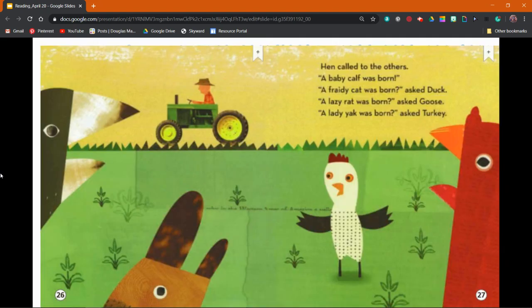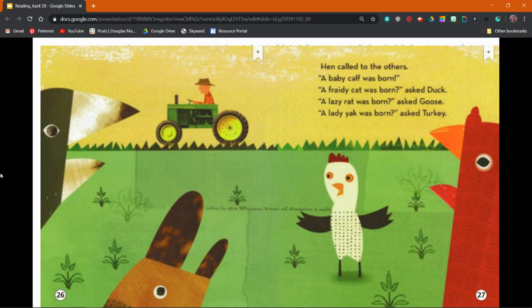Hen called to the others. A baby calf was born. A fraidy cat was born? Asked Duck. A lazy rat was born? Said Goose. A lazy yak was born? I'm sorry, I'm going to read all that again.